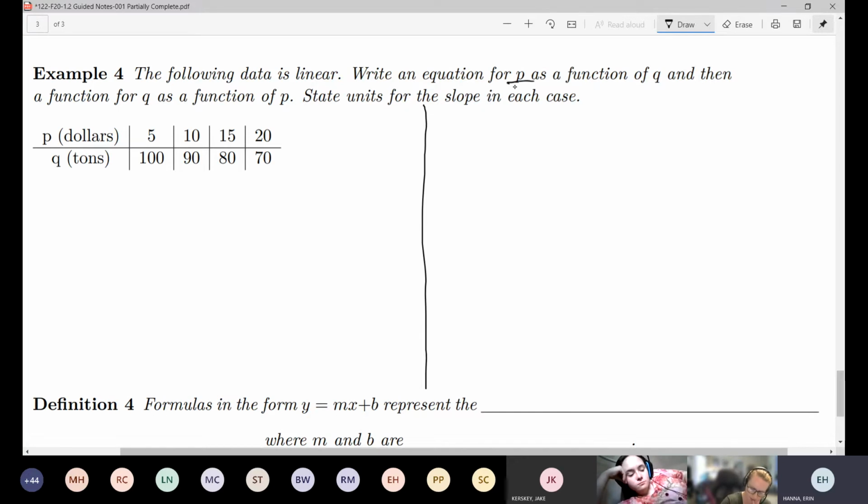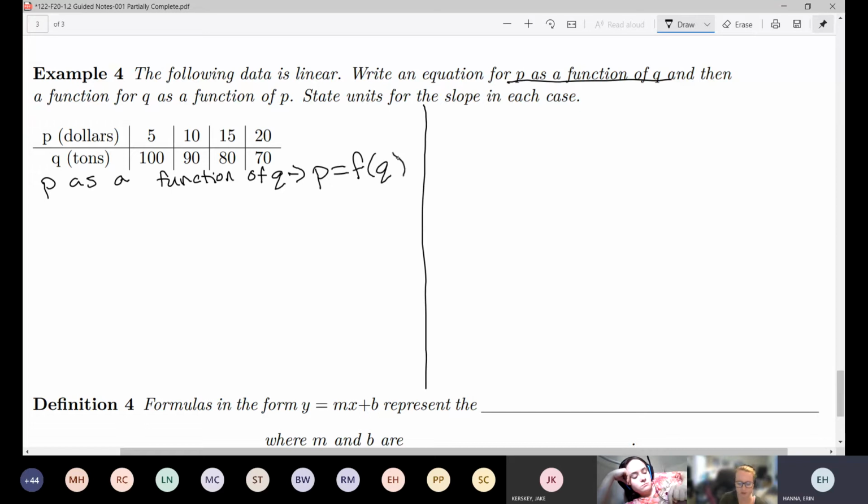So the first thing I'm asked for is p as a function of q. Told you you had to get used to this phrasing. It kind of writes itself out. So p is a function of q. We want to determine which ones are acting as our x's and which ones are acting as our y's. That's the first thing you always need to establish. So we know that our q's are our x's and our p's are our y's. I always bring it back to x's and y's just because I feel like people are most used to working with x's and y's.